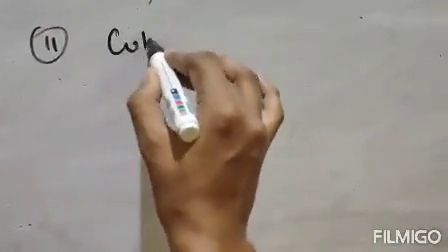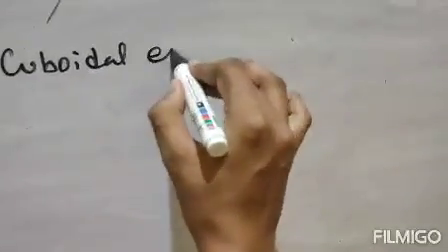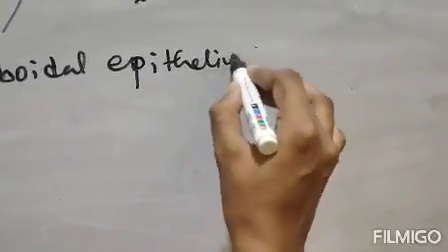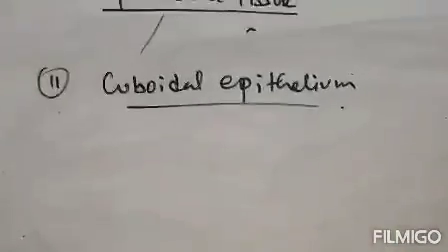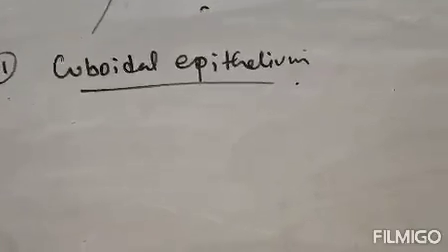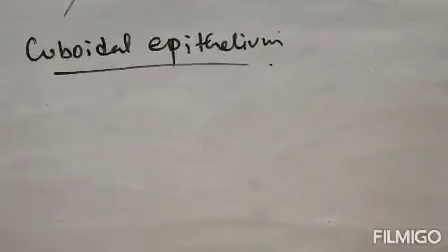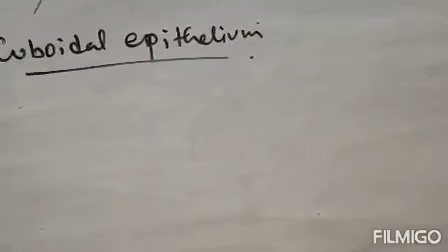Next, after squamous epithelial tissue, the second tissue under epithelial tissue is cuboidal epithelium. Number 2, cuboidal epithelium. Now as the name is cuboidal, it is made up of cube shaped cells which have a round nucleus.